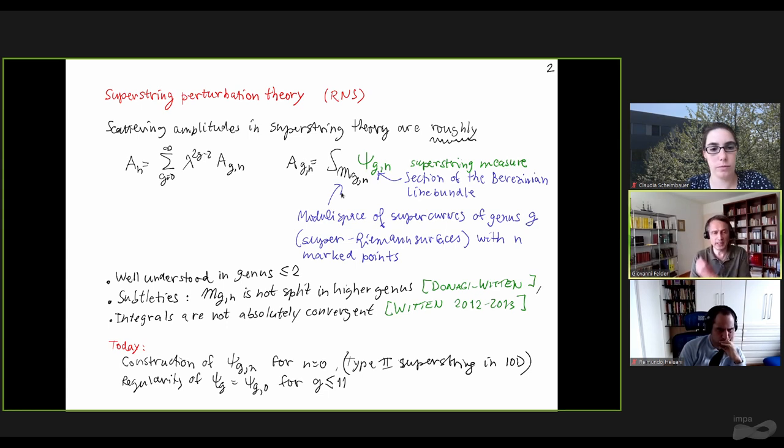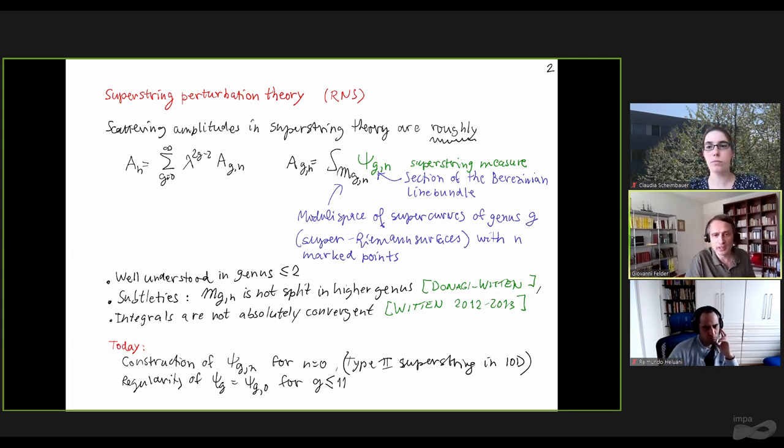This is a rough idea, and it will be more precise later, but essentially there are two ingredients. There is this integration domain, which is a moduli space of supercurves of genus G and n marked points, also called super Riemann surfaces. And then the integrand is a superstring measure, and the integration over supermanifolds relies on the theory of Berezinians. So the integration measures take values in these Berezinians, and I will recall what these notions are. This is well understood, and there are various explicit formulas in genus up to two. Genus zero and one go back at least 50 years.